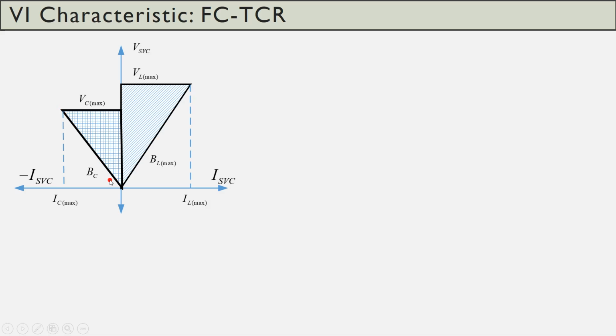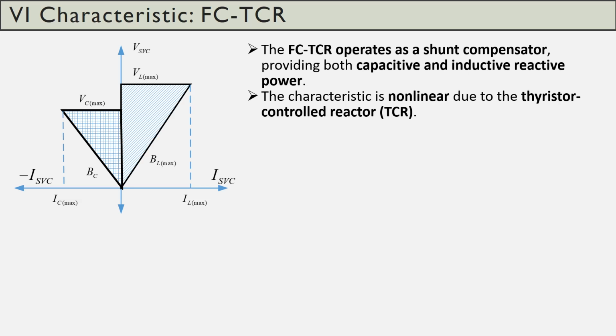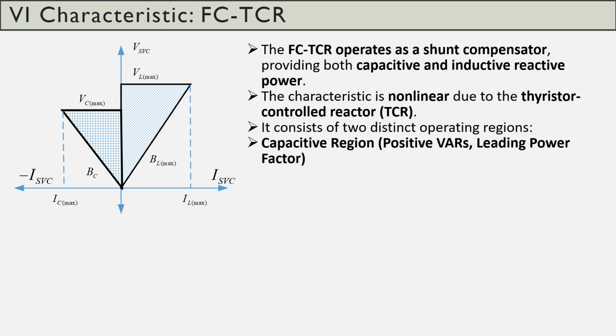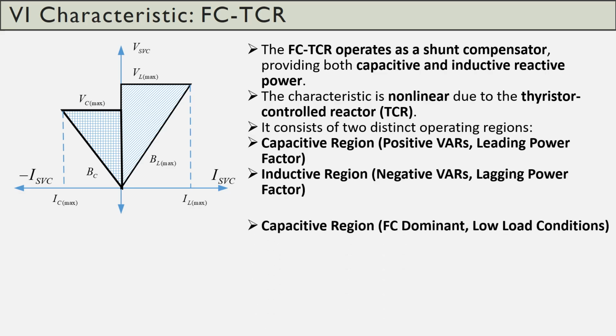The fixed capacitor has this BC line, where the current is equal to IC max current. When you connect FC and TCR in parallel, this entire shaded range is the operating area for the FC-TCR scheme. The FC-TCR operates as a shunt compensator, providing both capacitive and inductive power. The characteristics are non-linear because we have firing angle control. It consists of two distinct operations. Capacitive region, that is positive VAR generation, leading power factor. Inductive region, negative VAR generation, lagging power factor.